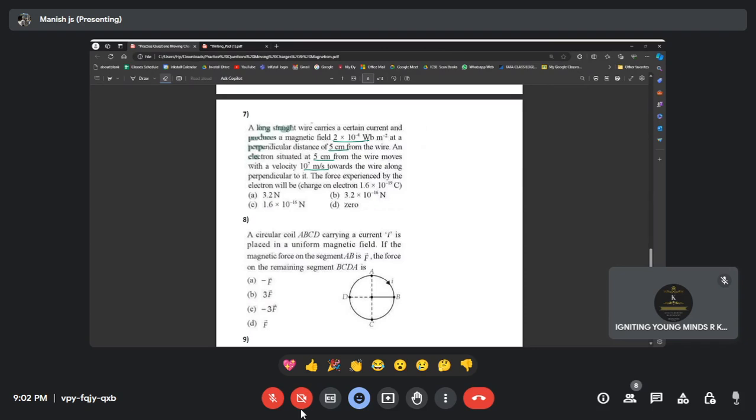So if you're using that relationship, what would have been the answer for this? You have all the data here in this question. So if you're making use of that relation, what would be the answer? Just for a while you think.